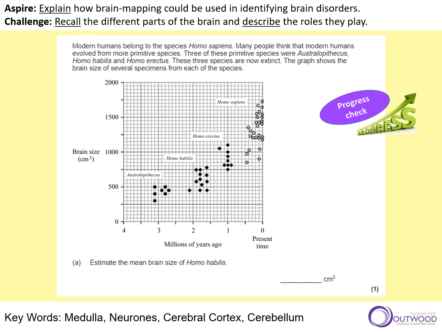The graph shows the brain size of several specimens from each of the species. So you can see Homo sapiens, Homo erectus, Homo habilis, and then the first one, Australopithecus. So you can see that those 3 are there. Question A, estimate the mean brain size of Homo habilis from that graph. So I will give you 30 seconds to work that out.